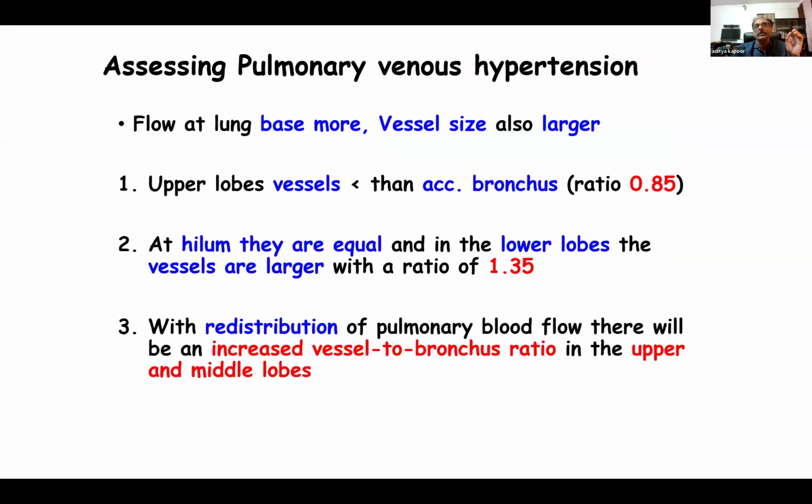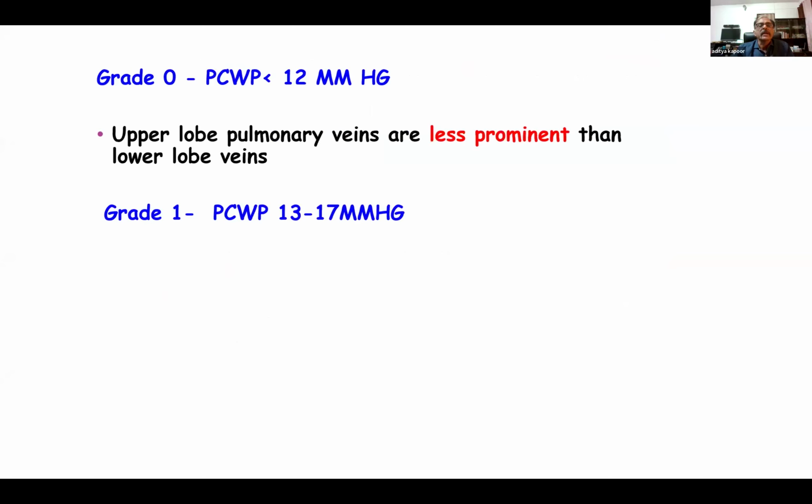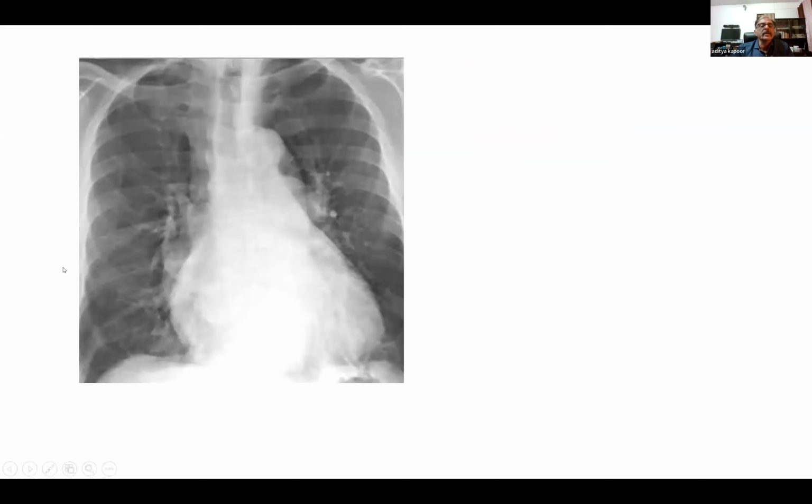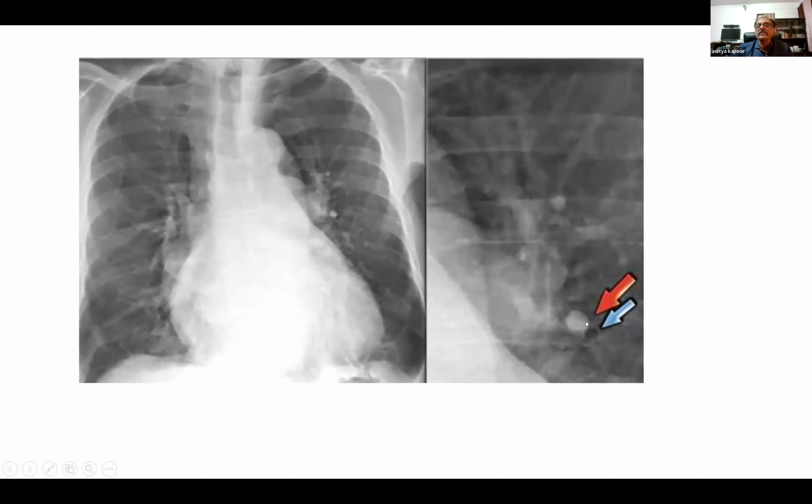With redistribution, the antler sign, we say increased vessel to bronchus ratio in the upper and middle lobe. Madam pointed that out on the X-ray. So grade 0 we know, grade 1 is the antler sign. I'll just show you in the X-ray. So clearly the antler sign here, and I magnified this. Increased vessel to bronchus ratio in the middle lobes. So this is a very, very important sign.